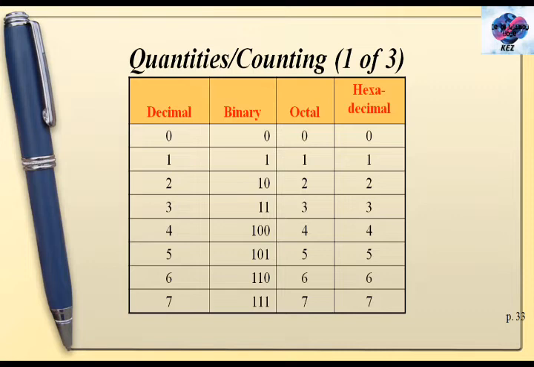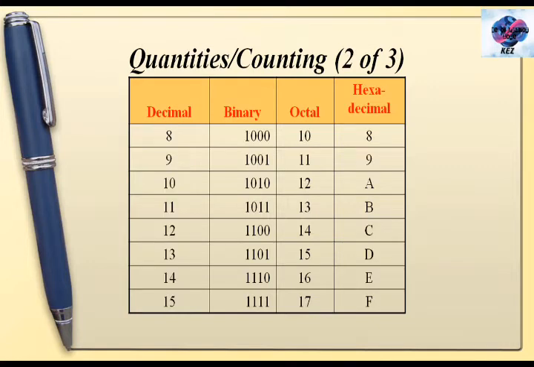Now let's continue and see how these numbers work. Here I am giving you a chart of numbers which will be converted. 0 and 1 are the same in all. When 2 comes, in binary it is represented by 10. Octal and hexadecimal work the same way. From 8 to 15, up to 9 it is okay for hexadecimal. After that it moves to the alphabetical order A to F.